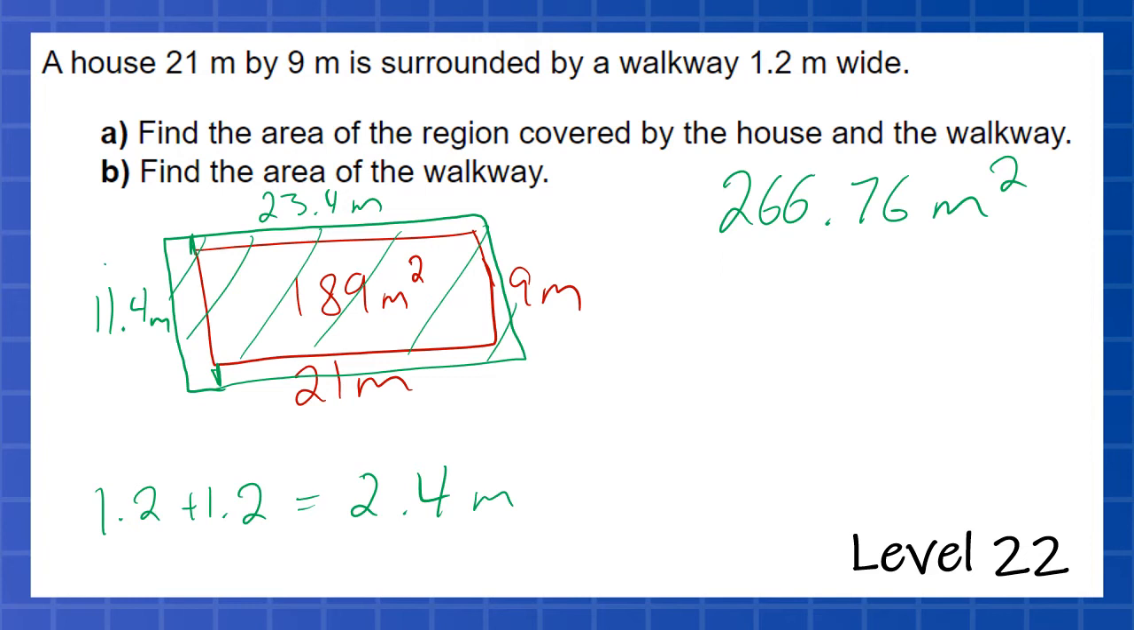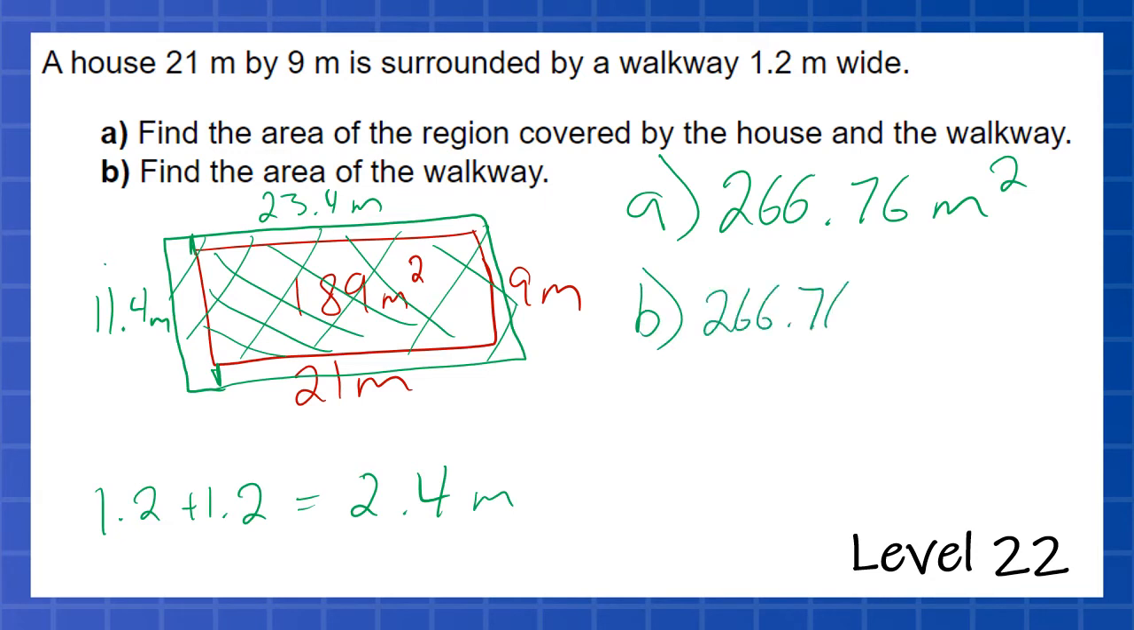So what is the question? The question is find the area of the region covered by the house and the walkway. Well, guess what? That is what we just found. But let's say we don't want to include all the part that's both green and red. Let's say we want to take this part out. Well, how are we going to find that? So for part B, all we're going to do is we're going to take that 266.76 and we're going to subtract the 189 that the house is covering. And that would give us our answer for B. It's still going to be in meters squared.